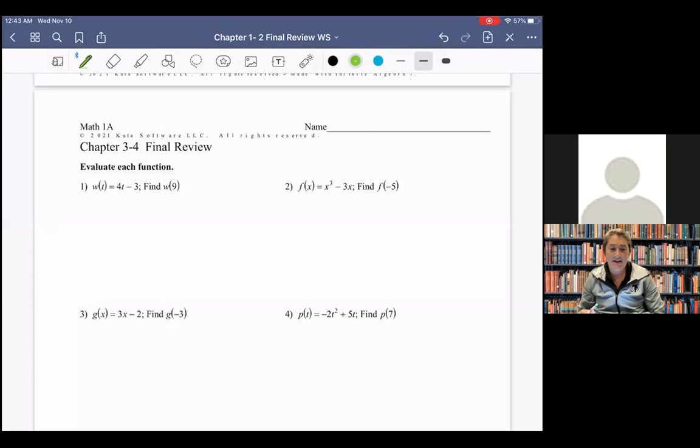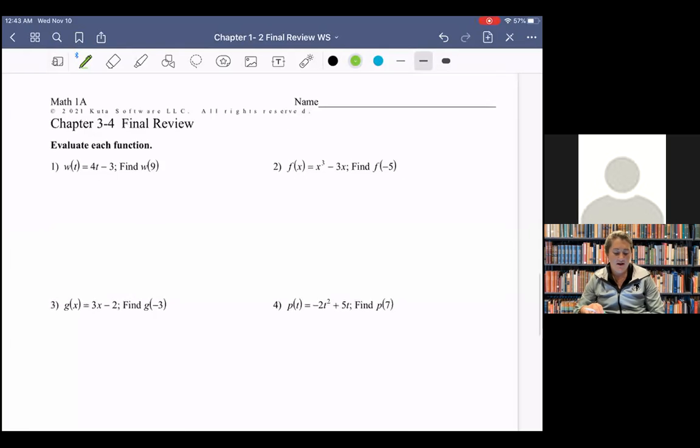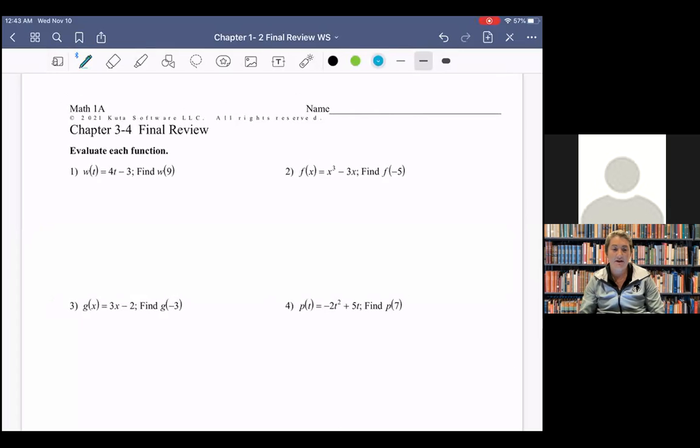Okay, this is round 2. So we're looking at our chapter 3 and 4 final review. These are the last things that we're going to go over today. There are just a couple of sections. There's a section that says evaluate each function. Remember, evaluate just means plug in. Just plug in the number, plug it into your calculator, get it going.